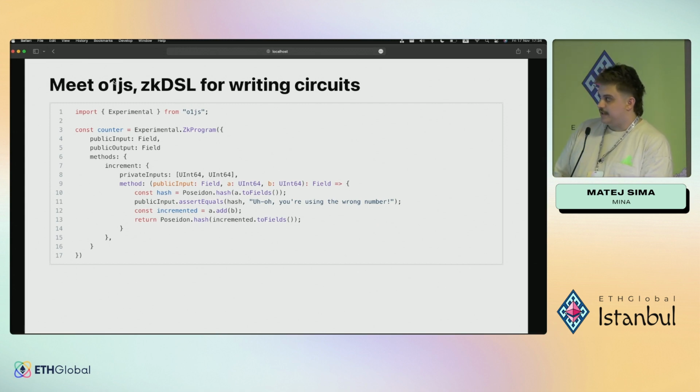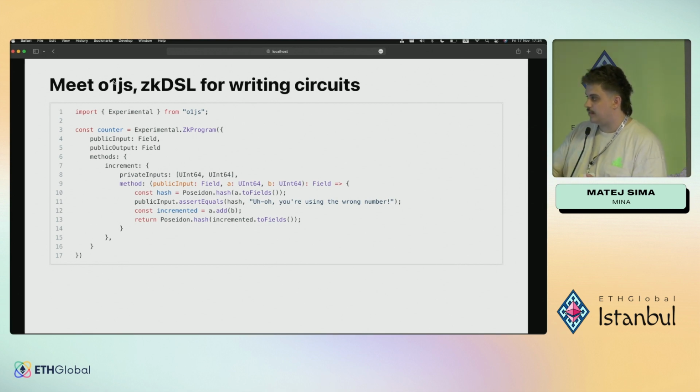I've already mentioned O1JS. O1JS is a TypeScript library that allows you to write circuits. There are a couple of important primitives exposed. It's called, for example, zk program. As you can see, we start with defining the inputs and the output types of the program, and then methods, which are the actual computation that we care about. Every method can have its own private inputs.